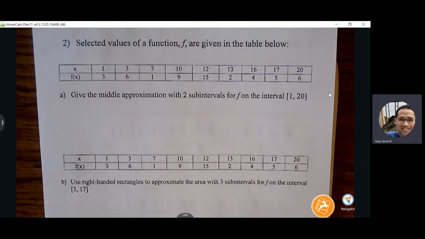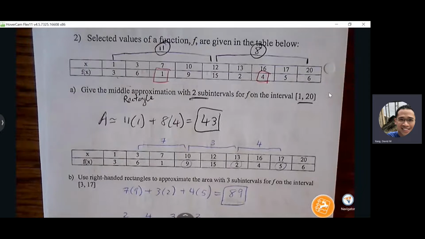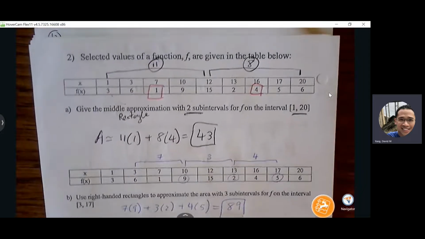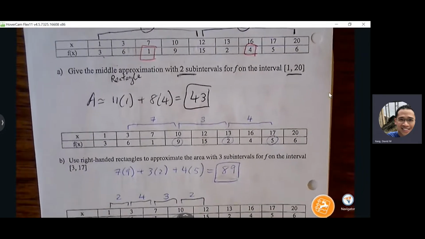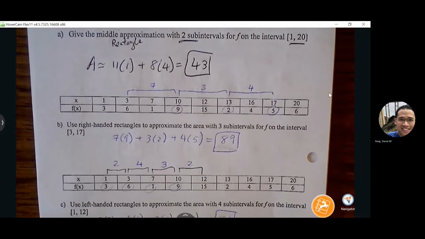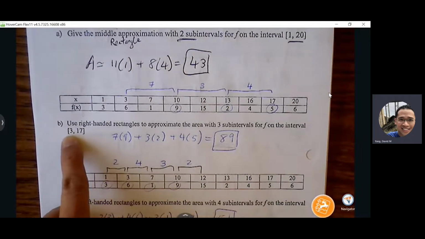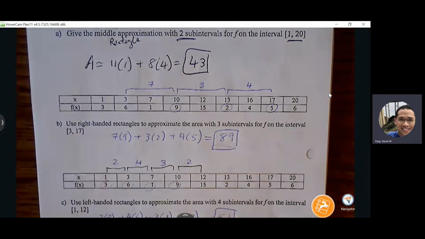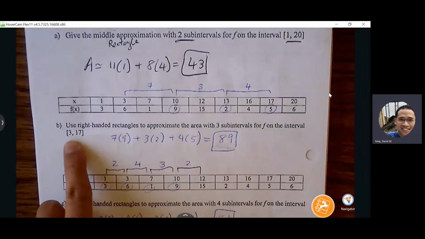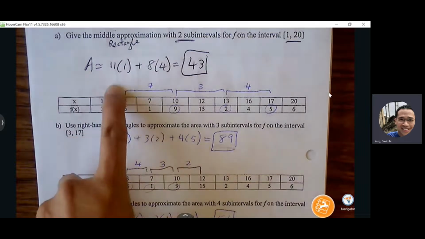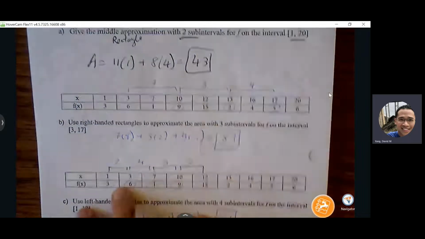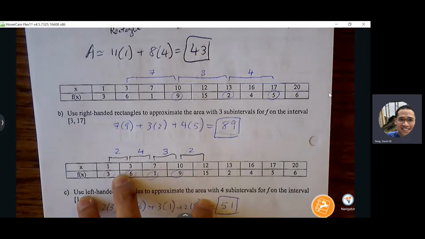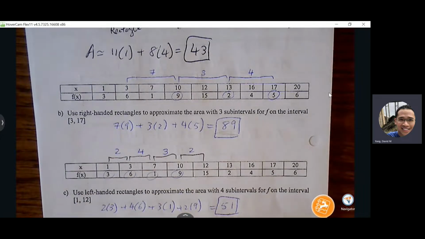Okay, most of your work looks pretty good. Let me just go through the answers here. So A should be 43. B should be 89. Careful that you're paying attention to your interval. You're not always starting at 1 and you're not always ending at 20. So we're starting at 3, so you have to build your subinterval starting at 3. Will the tables always be 1 through 20? No, it just depends on whatever table I give you.